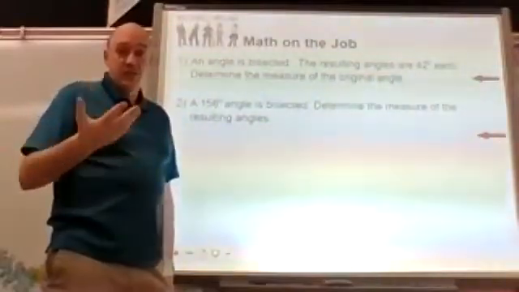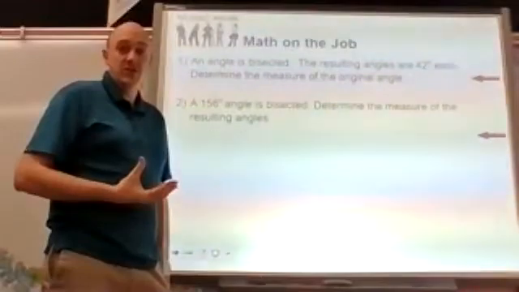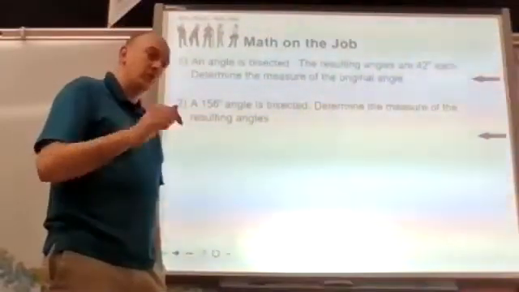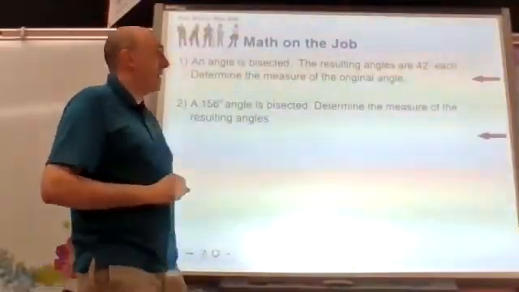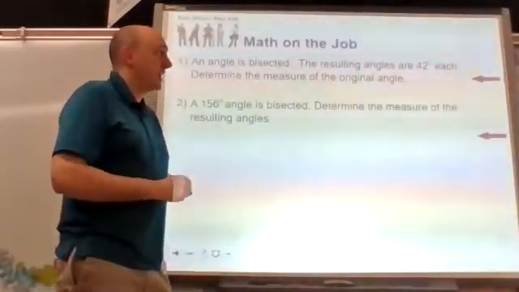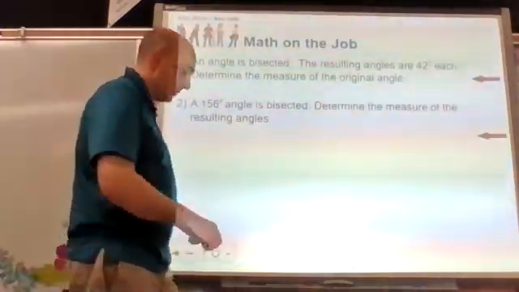And once again, as usual, I'll invite you to pause your recording, try out these questions for yourself, and then resume it once you think you have the answers, and we'll work through it. Okay, so we've got an angle that is bisected. The resulting angles are 42 degrees each. Determine the measure of the original angle.